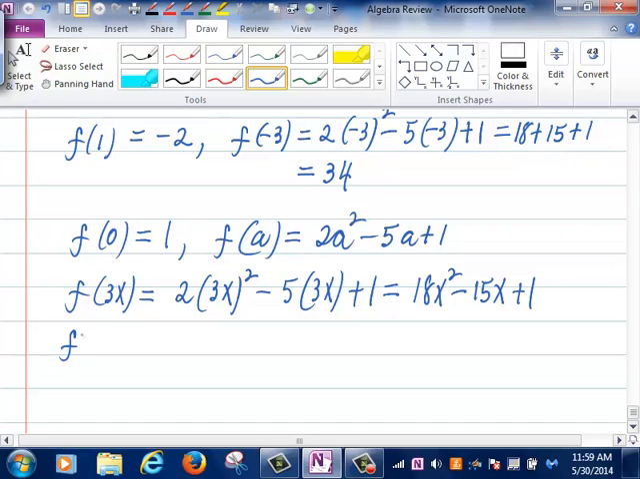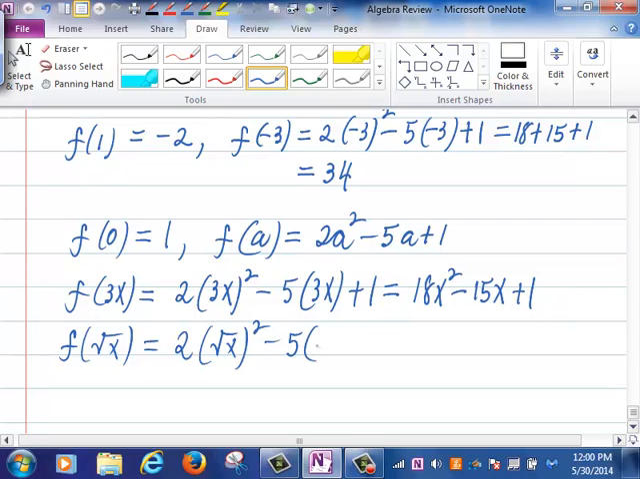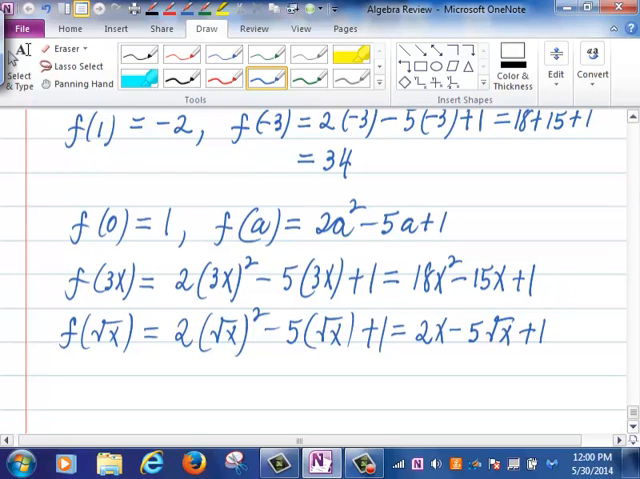That's fine. What is f of root x? You have the definition in front of you, right? It's 2 times root x squared, right? What was the next one? Minus 5x? So minus 5 times root x, right? Plus 1. So what do I get? 2x minus 5 root x plus 1. Is that okay? Let's do one more like this.